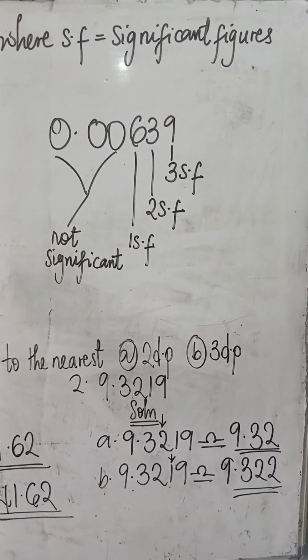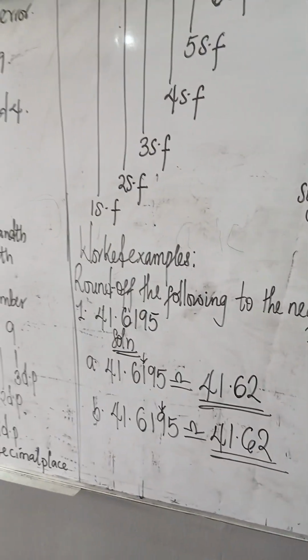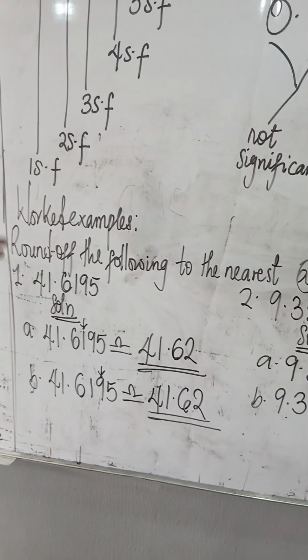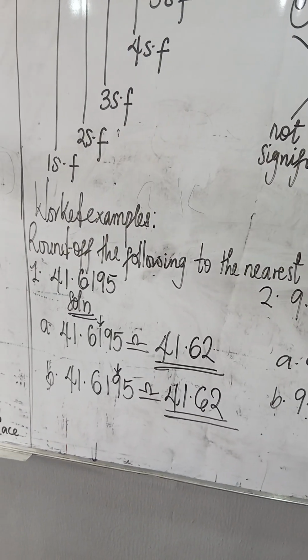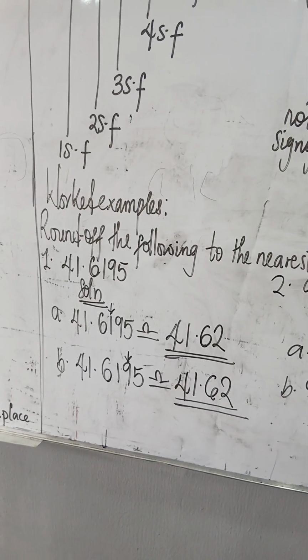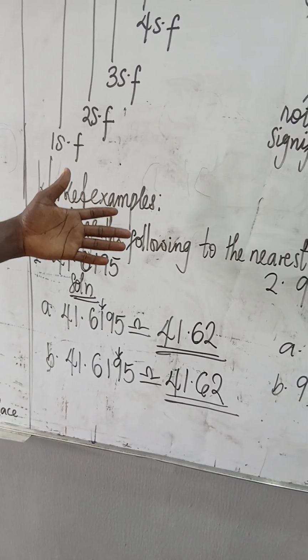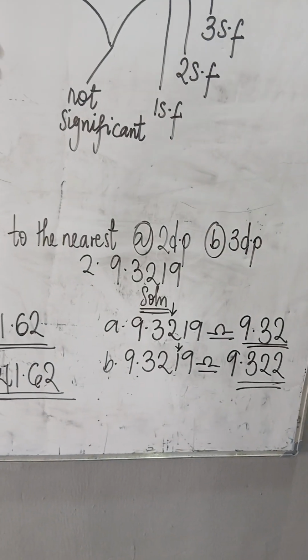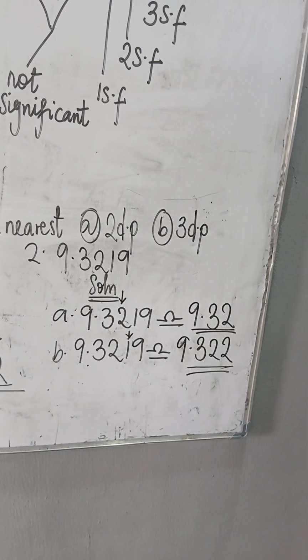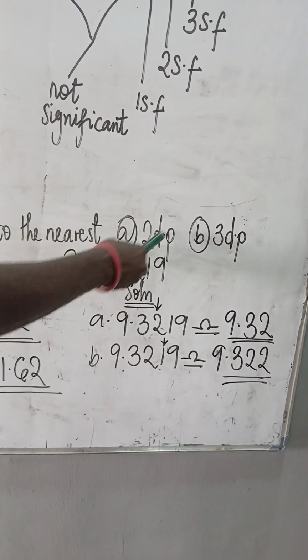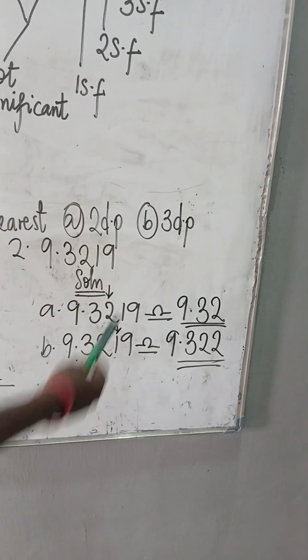So we are going to be looking at some worked examples illustrating how to resolve the approximation of numbers. So the first one we have here is: round off the following to the nearest 2 decimal places and 3 decimal places.